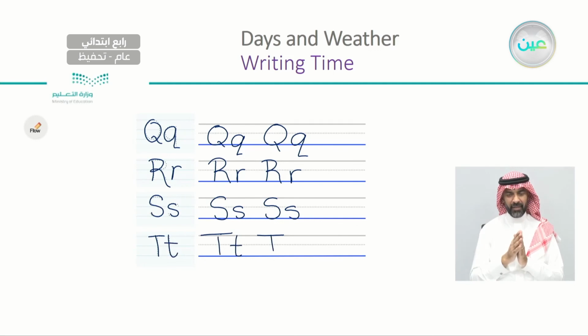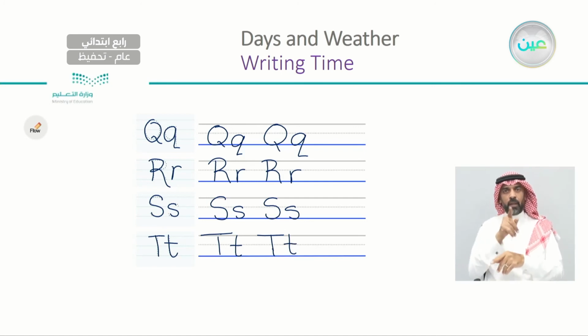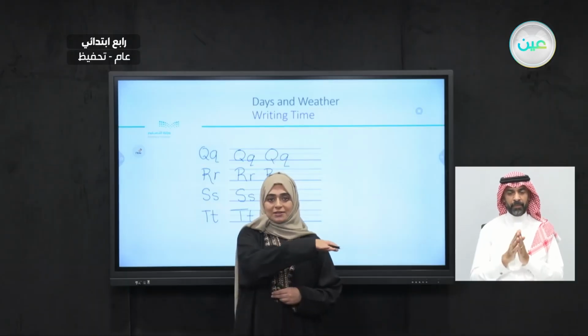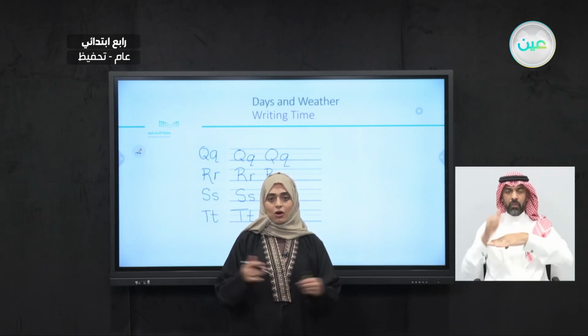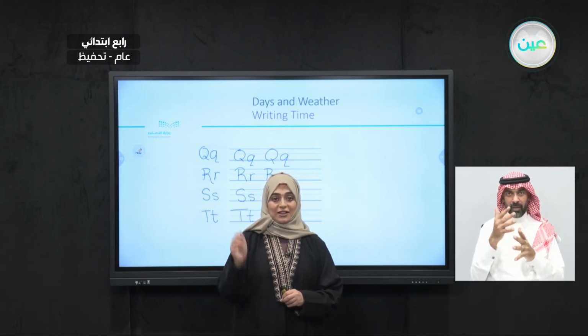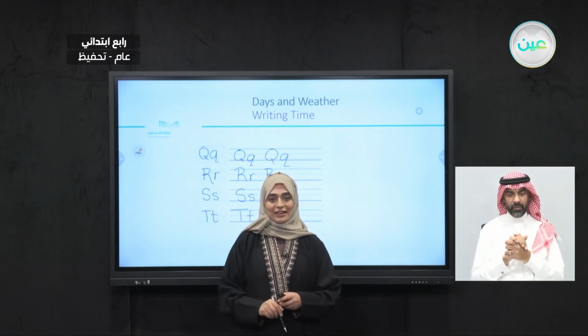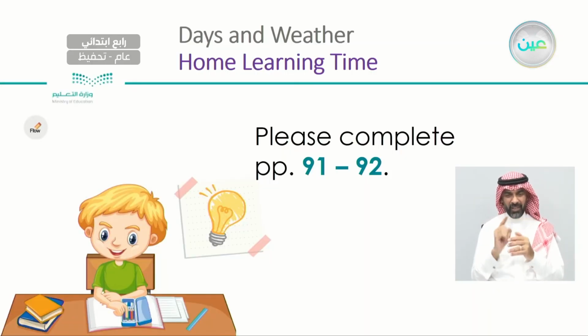Are you writing and tracing? Uppercase and lowercase. Now, remember again, uppercase letters always stand on the line. Look at the lowercase letters. Are they all standing on the line? Yes, they are, but there's one that's going below the line. Letter Q. Excellent. Now, please complete pages 91 and 92 if you didn't have a chance to do them with me.